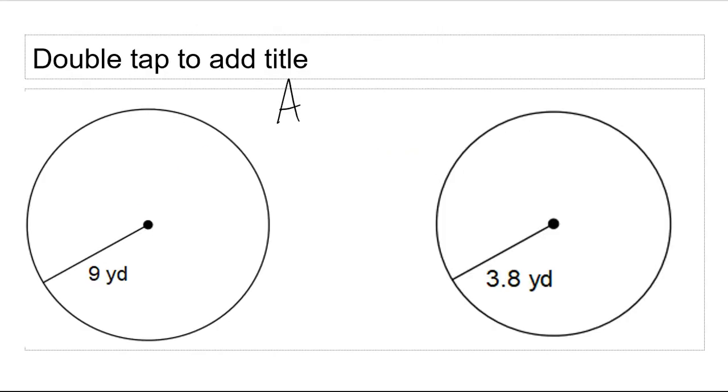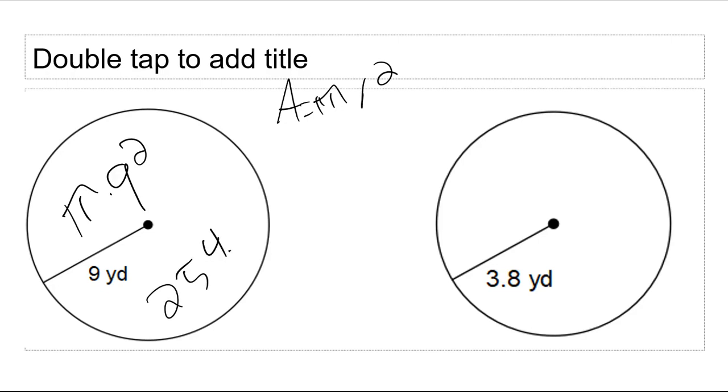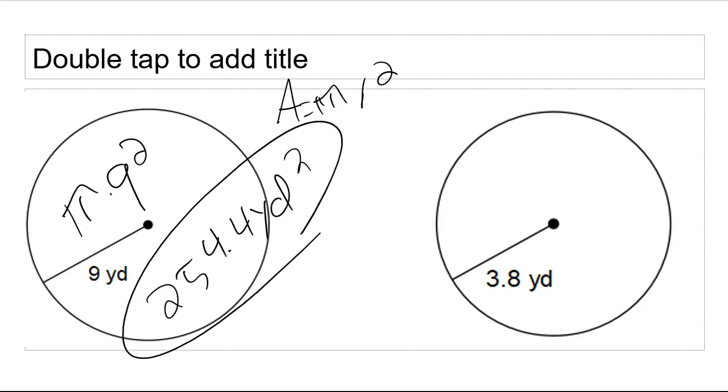Alright, formula is area equals pi times r squared, so this is pi times 9 squared, so pi times 9 squared is going to give me 254.4 yards. Now we're going to put yards squared. When you multiply, that's when it comes out to be. So pi times 3.8 squared.